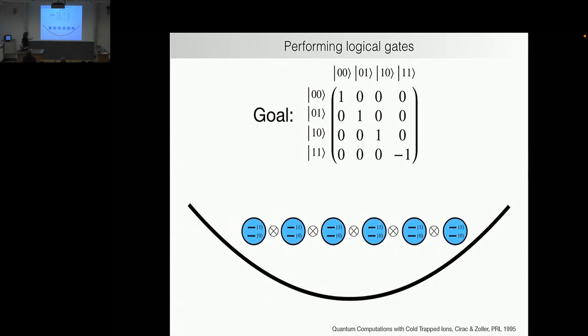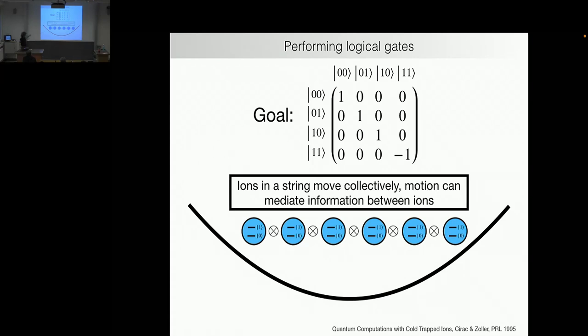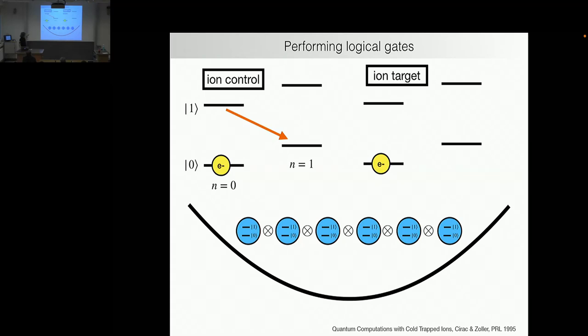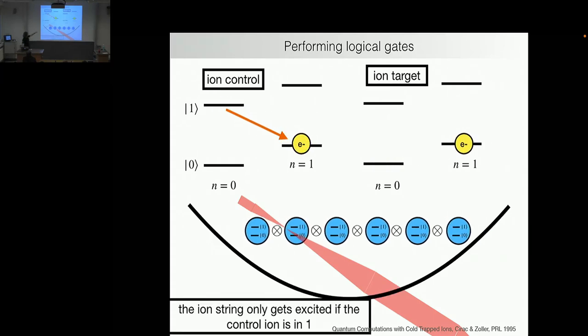Okay, so the thing we're going to use is that ions move collectively. They're all positively charged. They don't like each other. They move together. And usually they are ground state cooled. And we're going to use the fact that we were able to ground state cool from previously to do some interactions. So I'm going to take ion A and shoot a laser at it that drives this red sideband that we saw before. But now instead of doing it for cooling, we do it to do a gate. If the electron is here, there's nothing to drive. So nothing happens. If the electron is up here, then the whole chain gets excited.